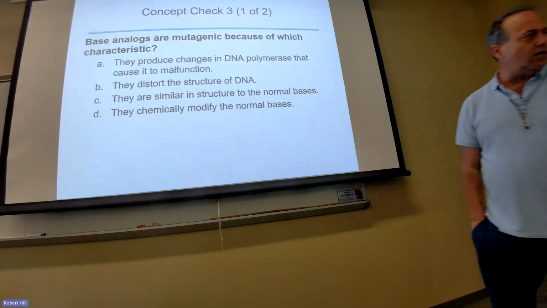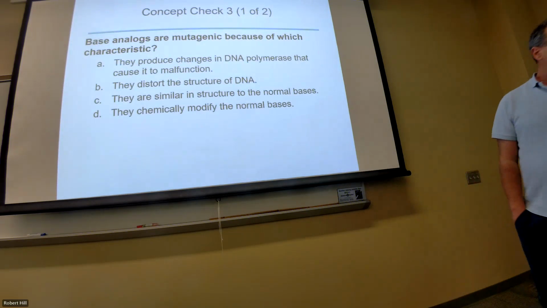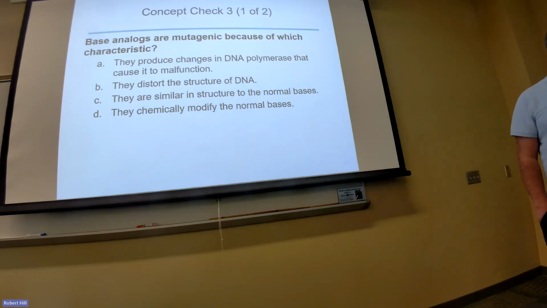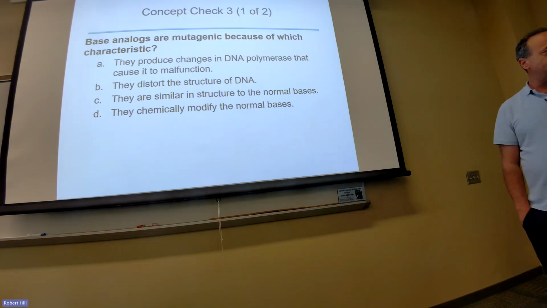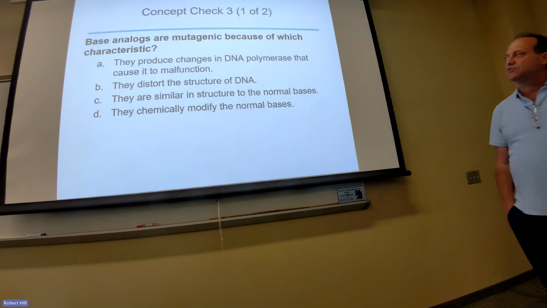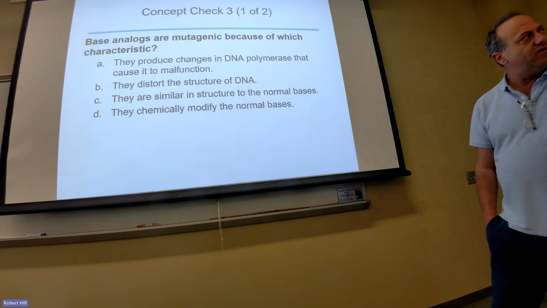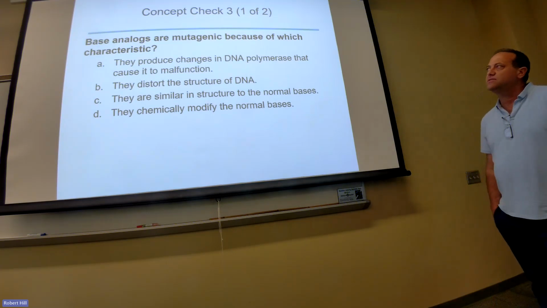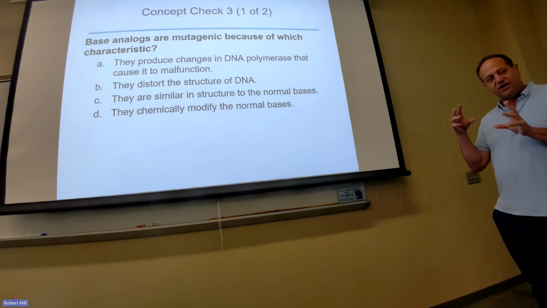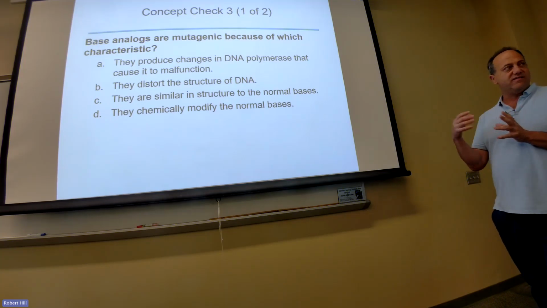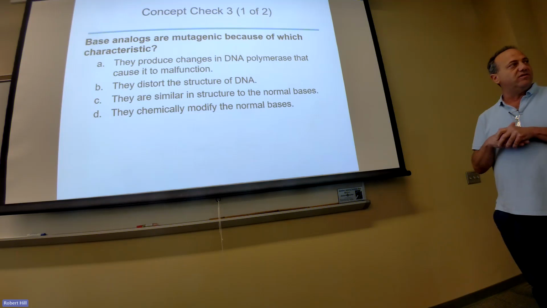Okay, base analogs are mutagenic because of which characteristic? They produce changes in DNA polymerase that cause it to malfunction. They distort the structure. They're similar in structure to normal bases, but they're chemically modified. See? So if they're similar in structure, I would say those are analogs. Analogs are the ones that are similar in structure. So they'll actually get incorporated like an A or a T, like 5-bromouracil is an analog.